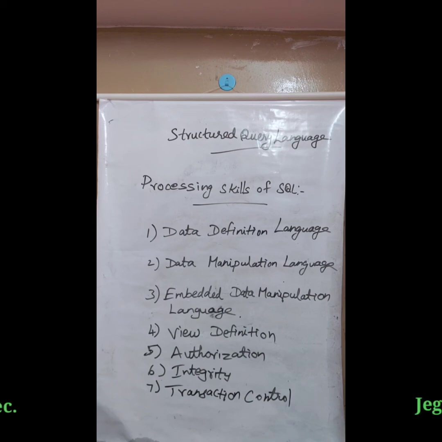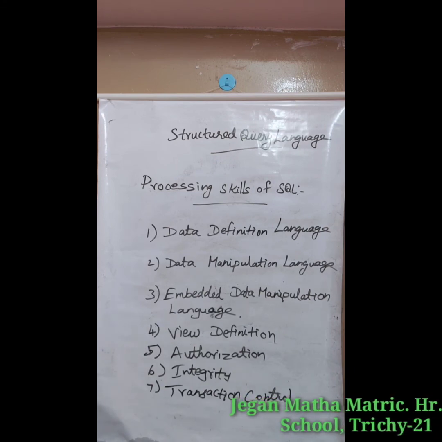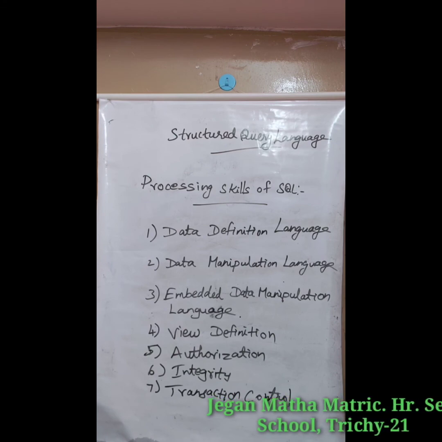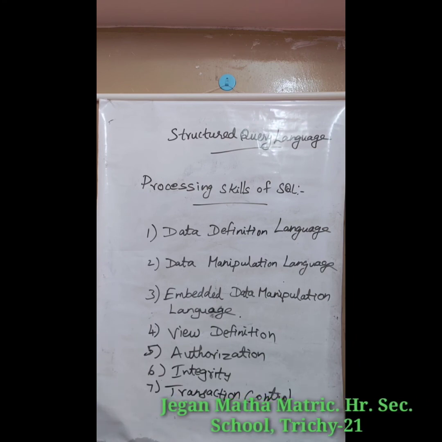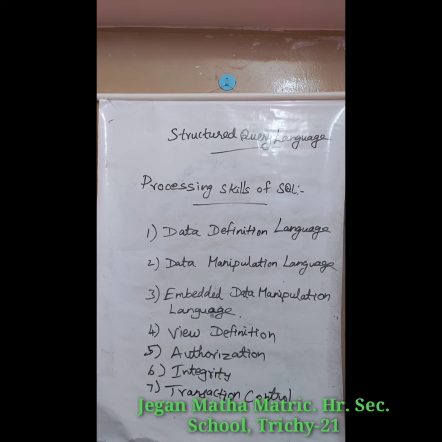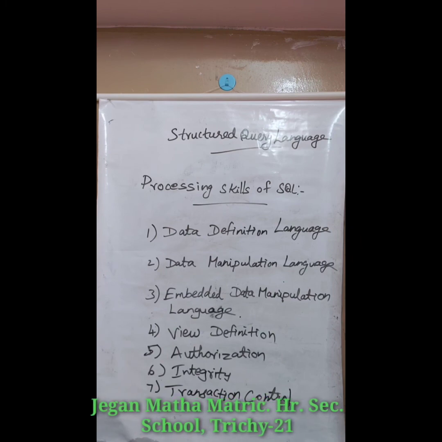Next, view definition. Here SQL includes commands for defining views of tables. Next, authorization. It includes commands for specifying access rights to relations and views of tables. So here, to give access rights. And next, integrity. Here it provides forms of integrity checking using conditions. And next, transaction control. Here SQL includes commands for specifying the start and end of transactions and control over transaction processing.